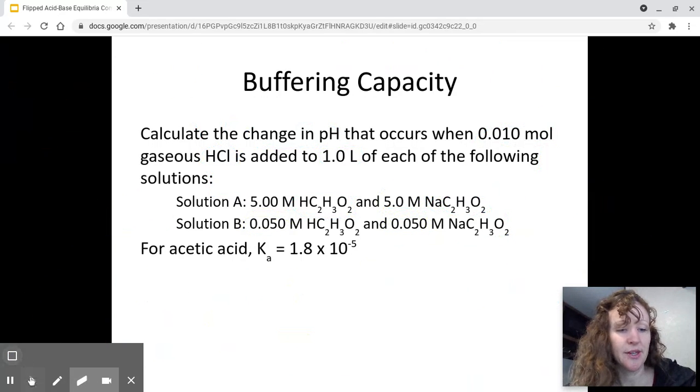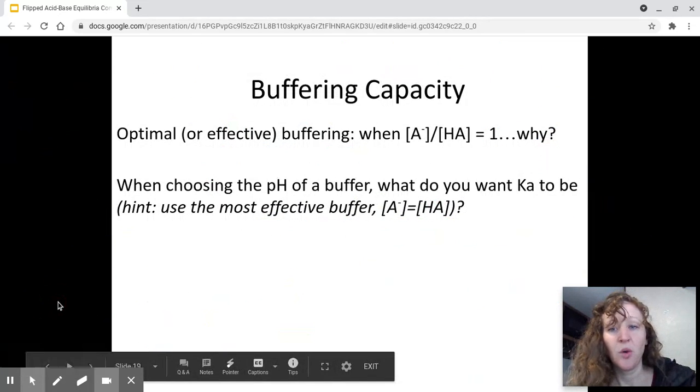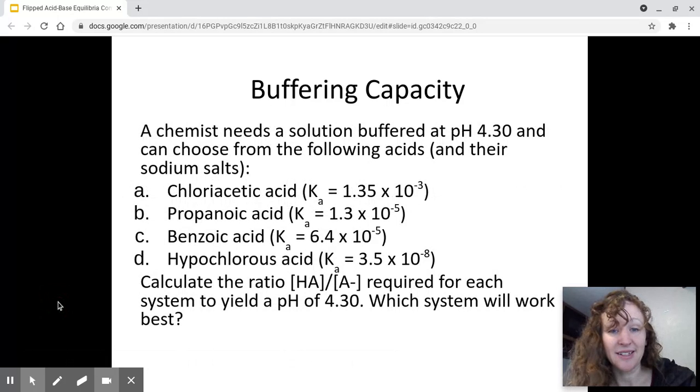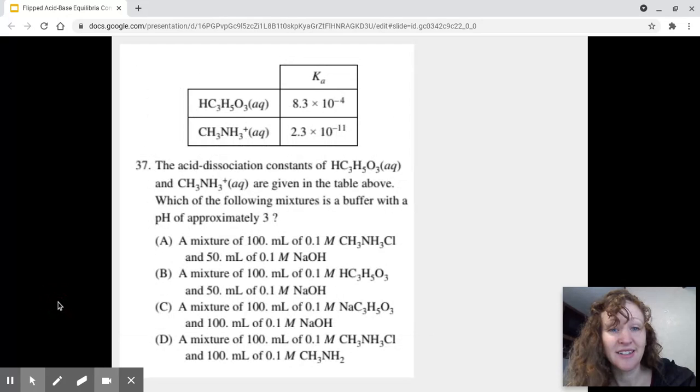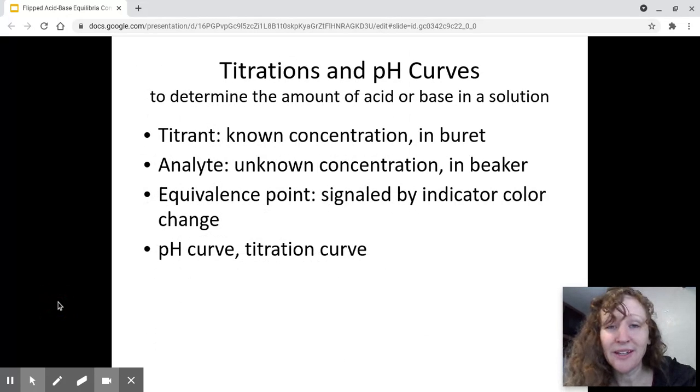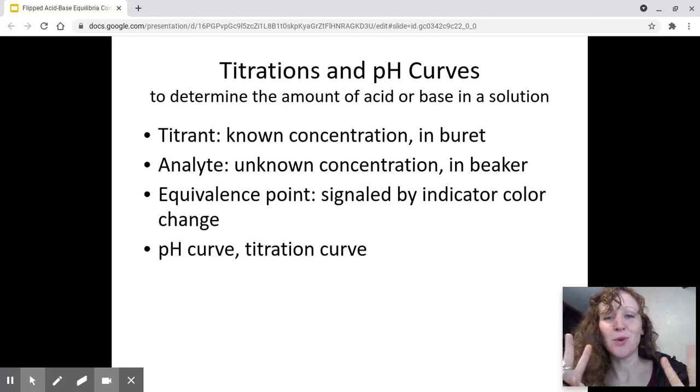All right, so when we get back together, we'll practice some of this. And then we'll be ready to go into titrations.